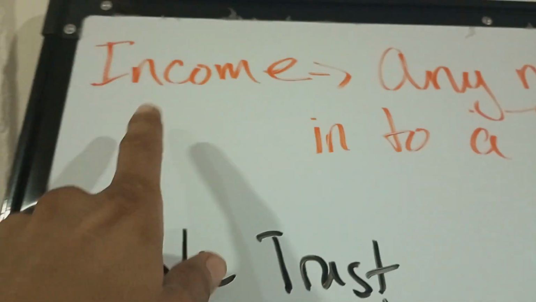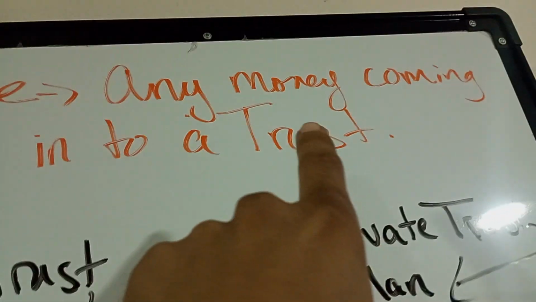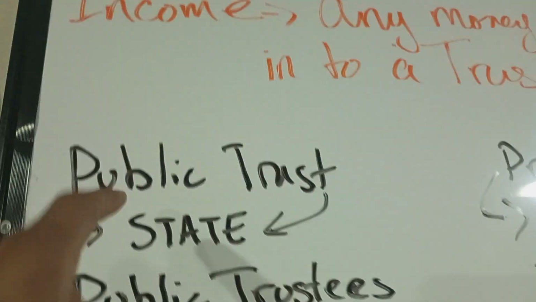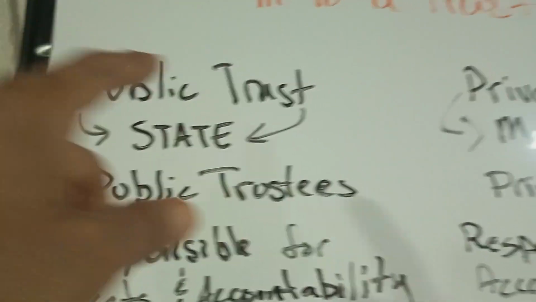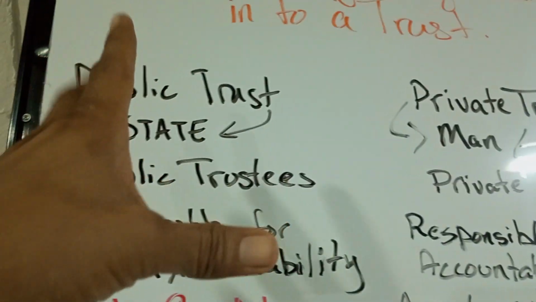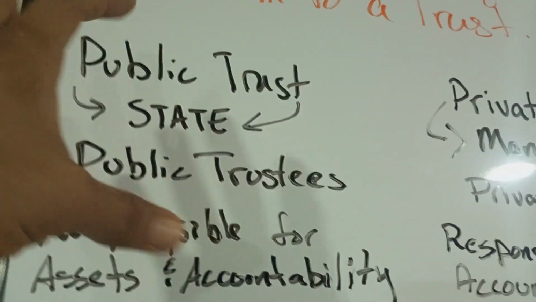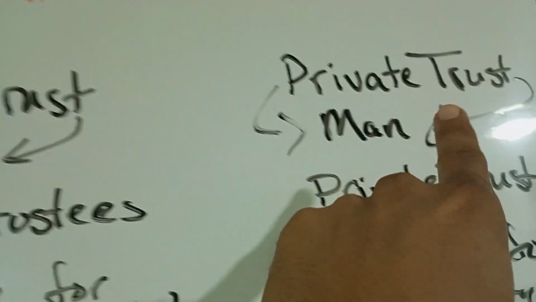So we're looking at income, and we know that income is any money coming into a trust. So we have the public trust, right? We have the private trust. So we want to make a comparison. Let's say the public trust is of the state and the private trust is of man, right?